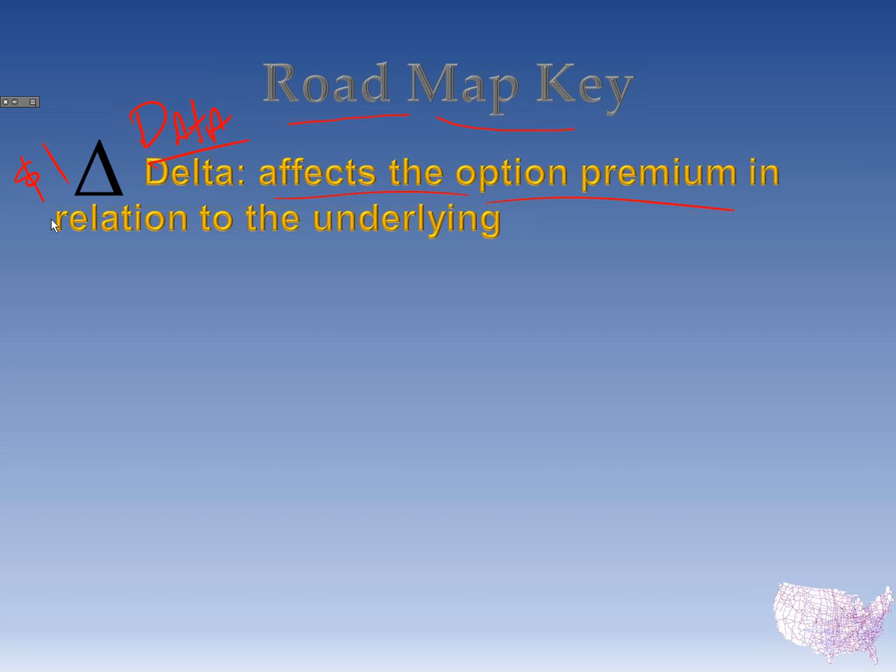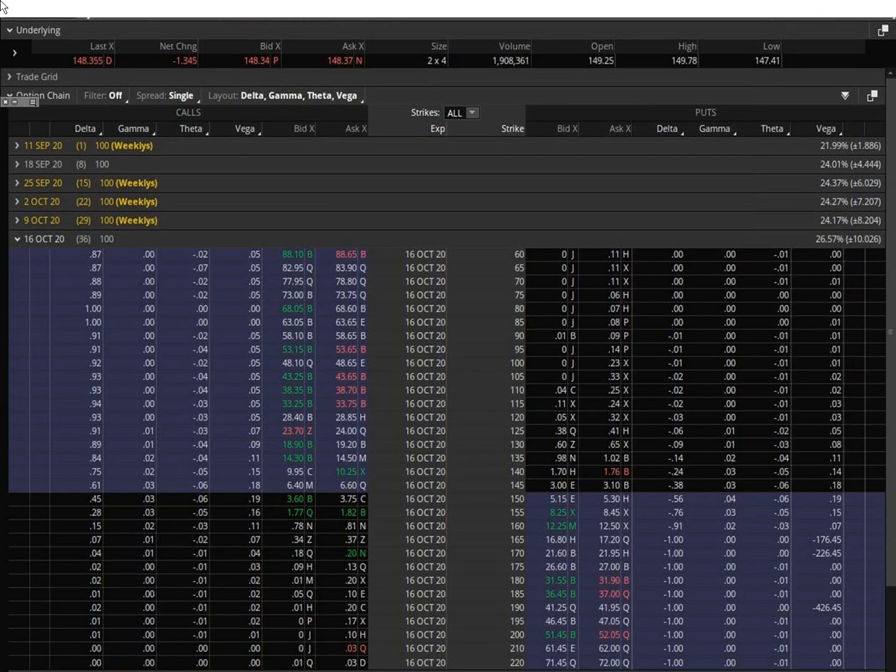So when the underlying moves higher by $1, that delta number, we have calls and puts, right? We have calls and puts, and then there's going to be a delta number, and it's going to give you a decimal point of like 0.45. That is going to affect those options premiums in relation to that. So right here, we've got the delta. We've got the underlying trading 148.